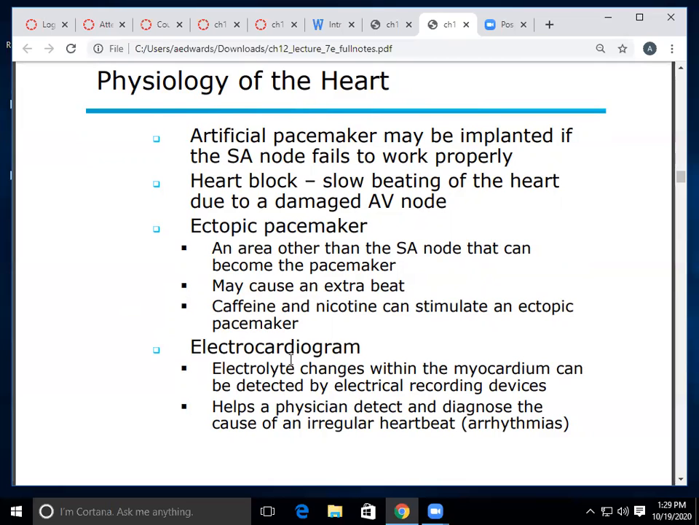Now, if you get other tissue other than your SA node becoming your pacemaker in your heart, you can get an extra beat, okay, because you're getting another signal. And we call that an ectopic pacemaker. Like an ectopic pregnancy is basically a pregnancy not in the normal place, and we'll get into that when we talk about the reproductive system. An ectopic pacemaker is when you have essentially a heartbeat originating from somewhere it should not.